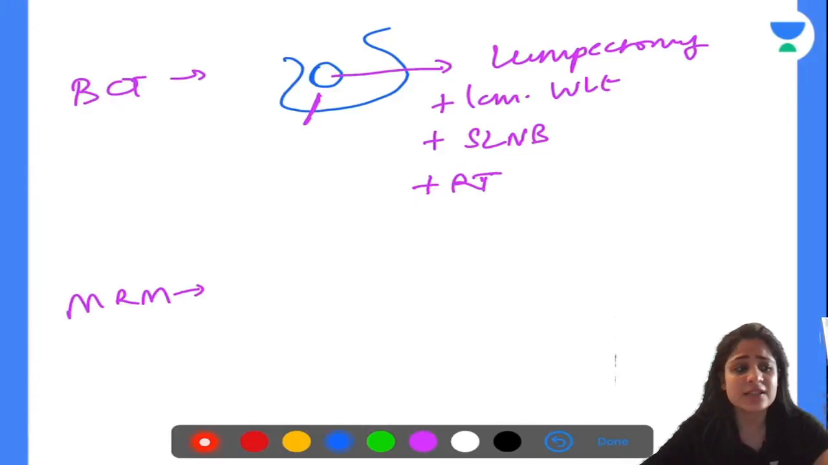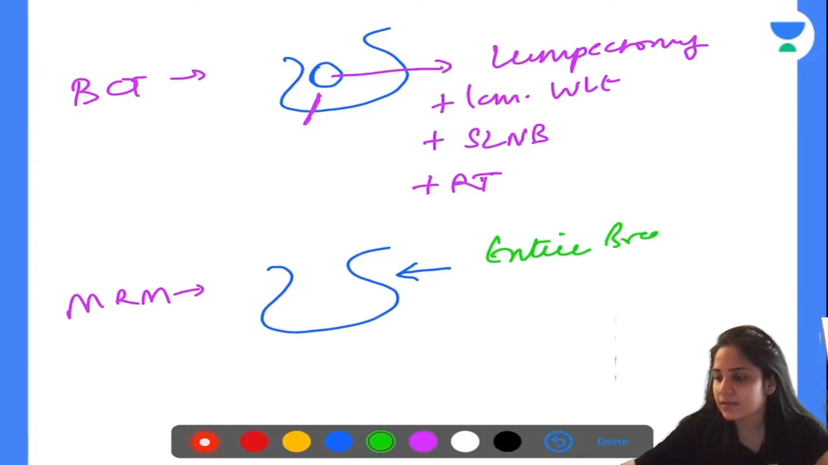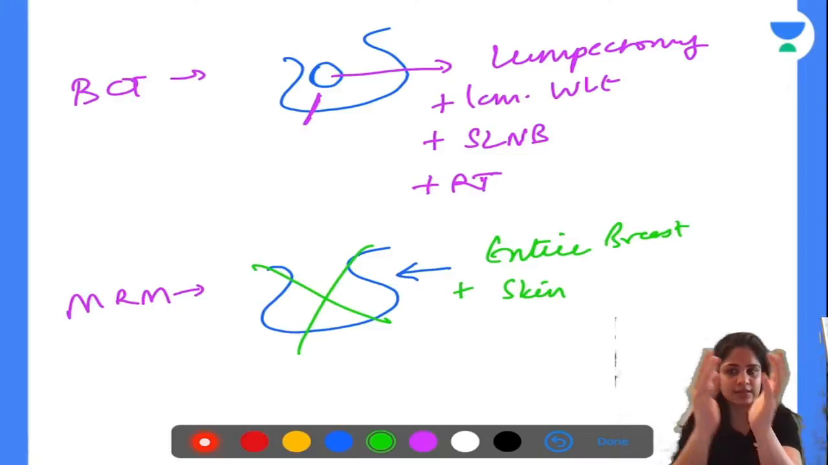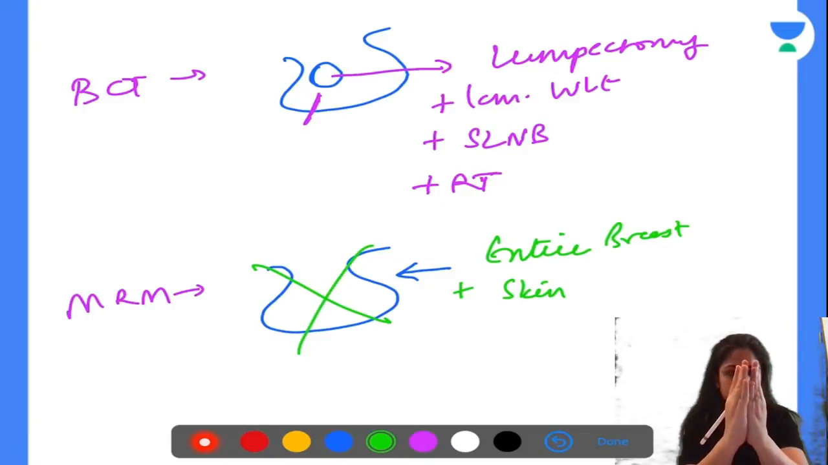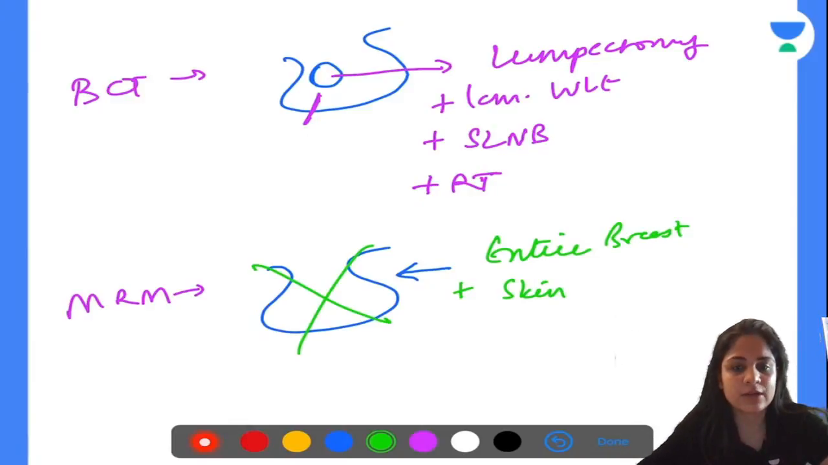Now, when there is an aggressive tumor, or if the tumor has already spread to the lymph nodes, then we will go for modified radical mastectomy. In modified radical mastectomy, you remove the entire breast, the whole thing, plus you will remove the skin on top of the breast. And then how will you close it? You remove the whole thing and the skin on top of it. यहाँ का जो margin है और यहाँ का जो margin है, you will approximate it and suture it. That is how you remove the entire breast in modified radical mastectomy.